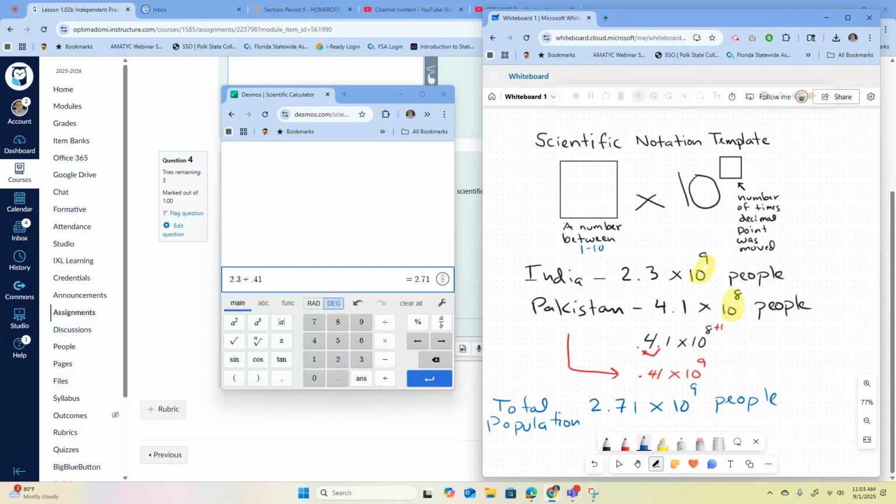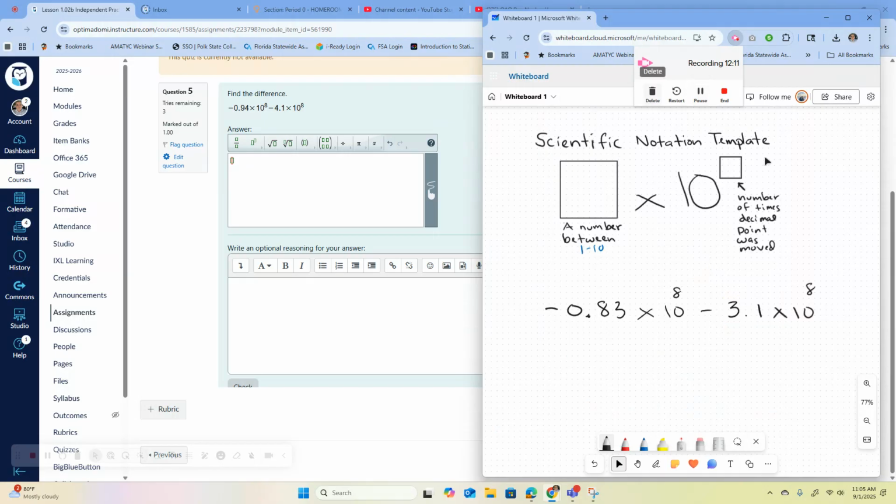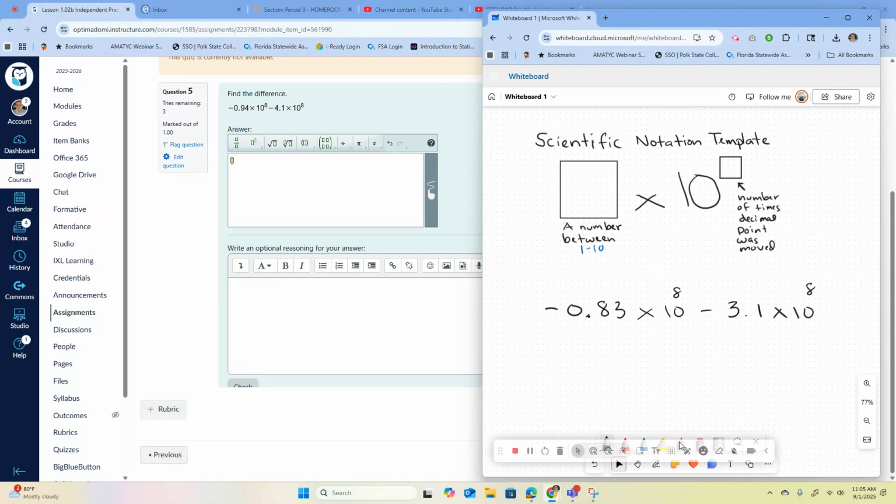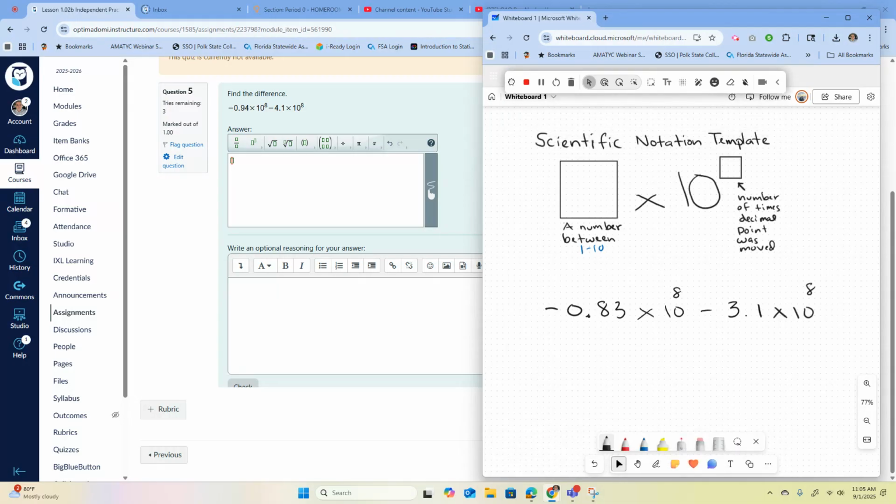Okay, let's go to problem number 5. Here is question number 5, and this is not a word problem, it's just a regular subtraction problem. Find the difference. Again, I'm going to do problem number 5 with different numbers. So in the original problem, look at the numbers that they gave you in scientific notation. In mine, look at mine.